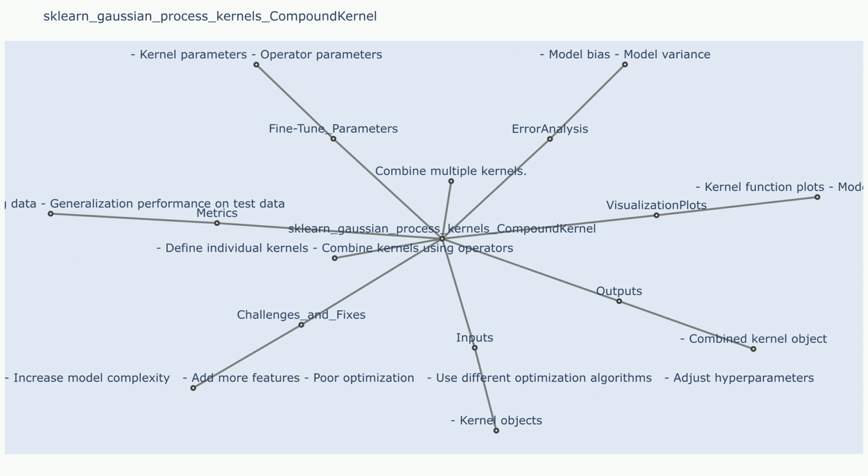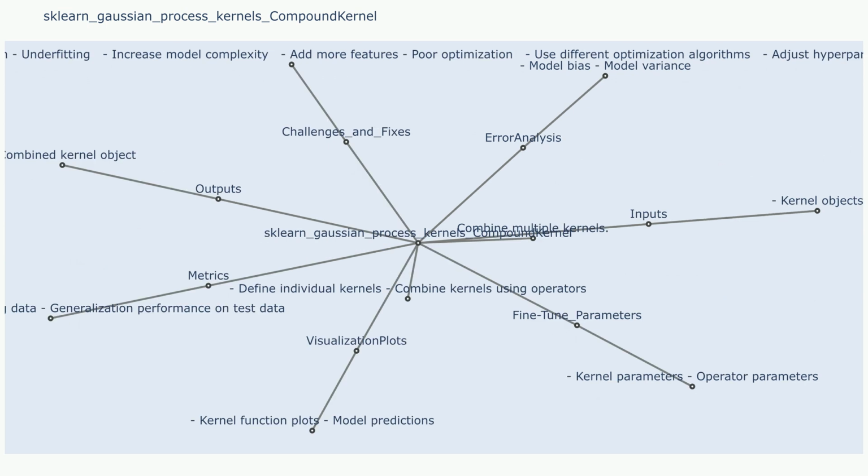Sample use case that resulted in challenge 2. A model was trained using a compound kernel that included a linear kernel and a periodic kernel, but the data did not exhibit a clear linear or periodic relationship. This resulted in a poor model fit.